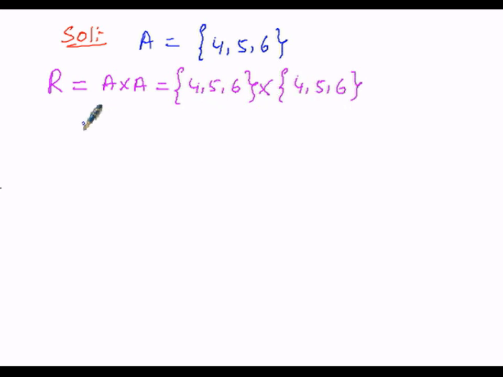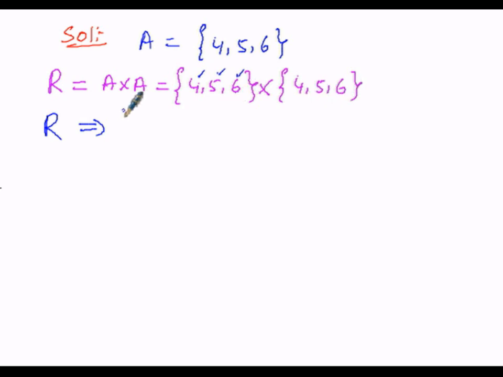So, that implies the relation R is given by, with 4 the first ordered pair, then the next ordered pairs will be (4, 5) and (4, 6) with 4. Then with 5, (5, 4), (5, 5), (5, 6) will be the next 3 ordered pairs, and similarly with 6, (6, 4), (6, 5), (6, 6) will be the last 3 ordered pairs.